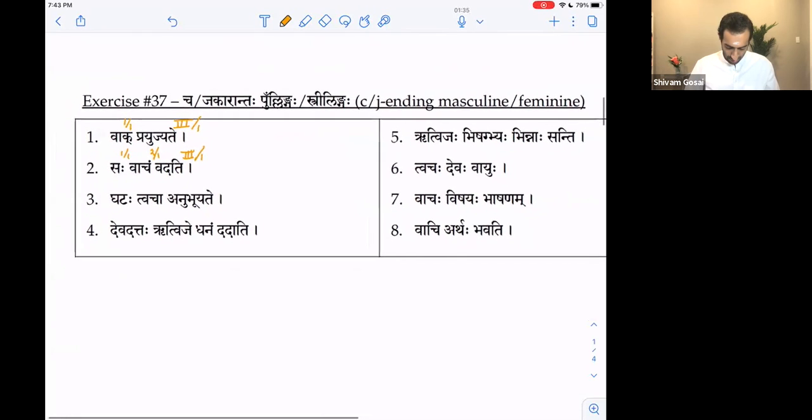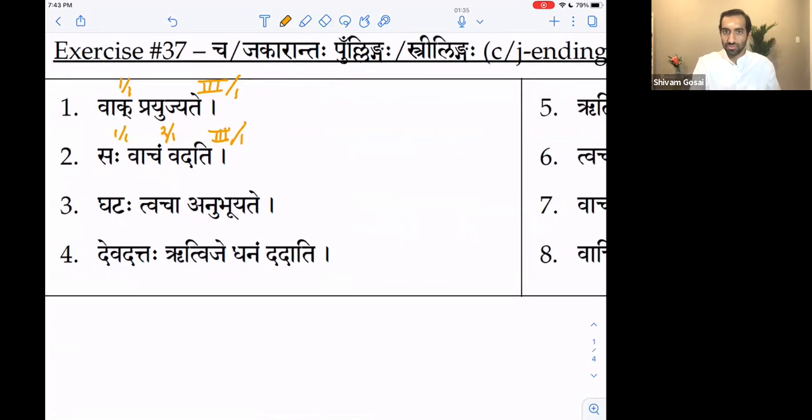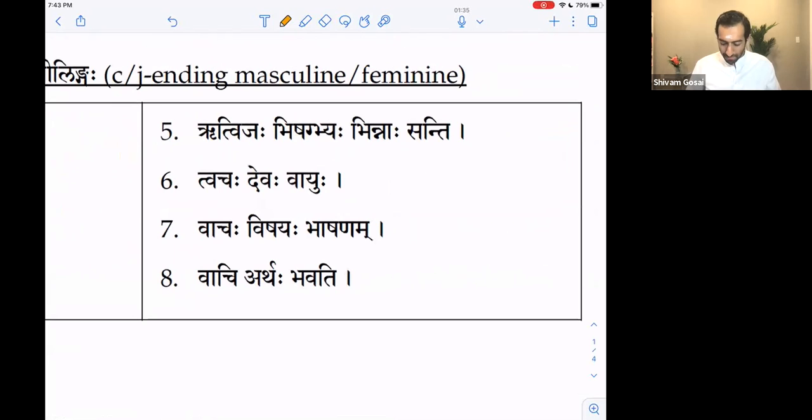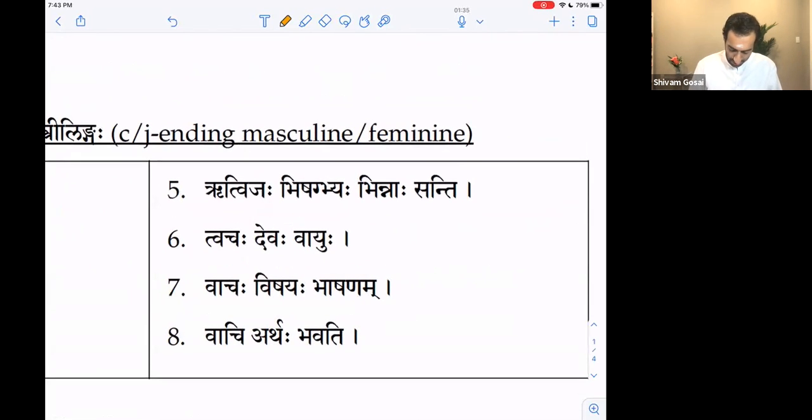Number five. Okay, number five. Ritvijaha bishagbyaha binnaha santi. So, santi, right? You see that anti, so we know it's going to be third three, but let's go in order. We know it's as dhatu. As means to be. And because it's to be, it's 2P. So as 2P, lat lakara, kartari prayoga, third three, pratama purusha bahuvachanam. So some people are, or some things are.